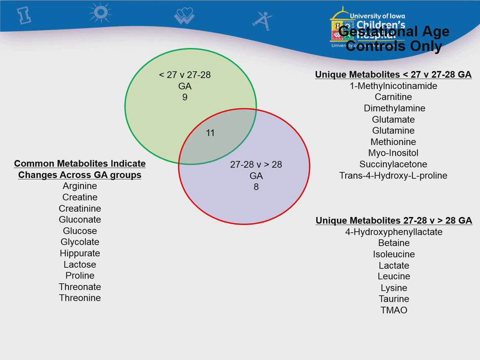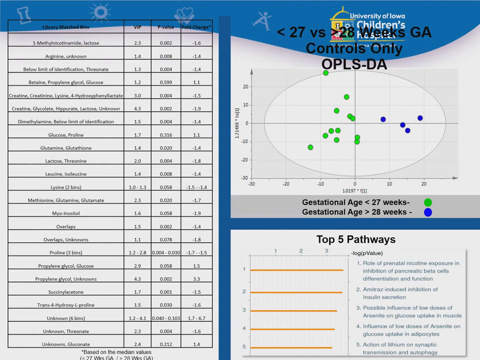You'll see most of these are amino acids or amino acid derivatives. And the proximal tubule at this time is really starting to learn how to reabsorb amino acids. So this becomes important in our analysis. And this is just the batch data for less than 27 week gestation versus greater than 28 week gestational age for our controls. Once again, a fairly nice separation between the two.